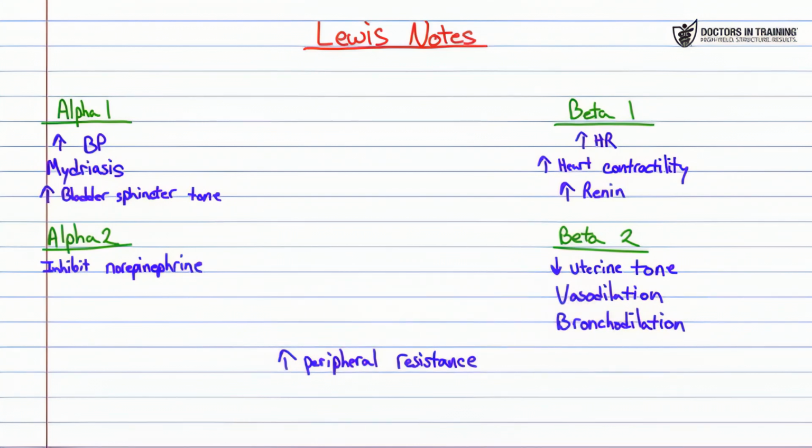And then increasing peripheral resistance, that's going to go along with our alpha 1 over here, and that's why you're going to increase the blood pressure with that.